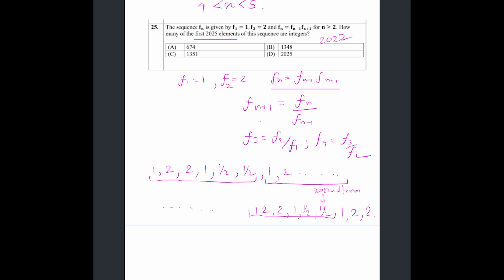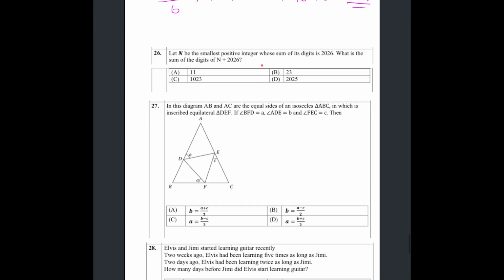So we notice that for every 6 terms, 4 of them are integers, right? And then we're left with 3 terms. So we divide the 2022 numbers by 6 and multiply it by 4 and we add 3, right? So we get 1348 plus 3, which is 1351, which is option C, right? Okay, let's move on to the 26th question.